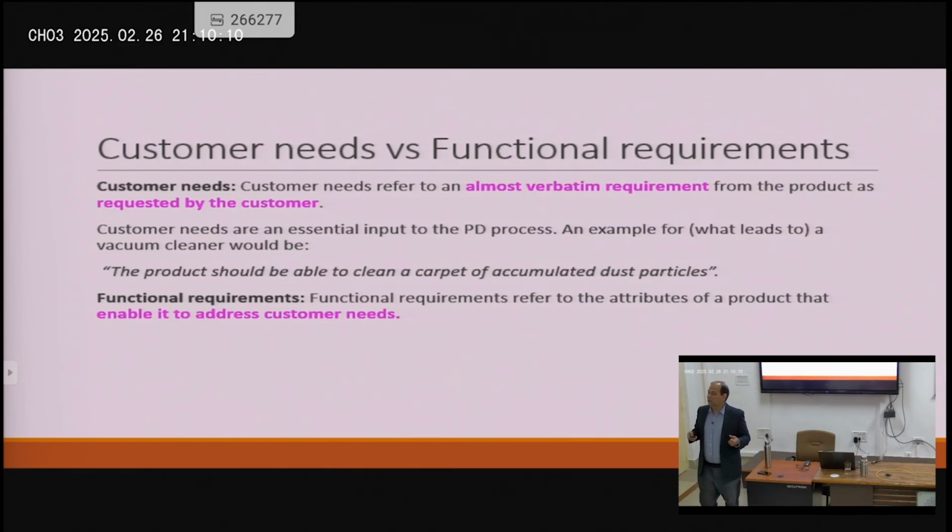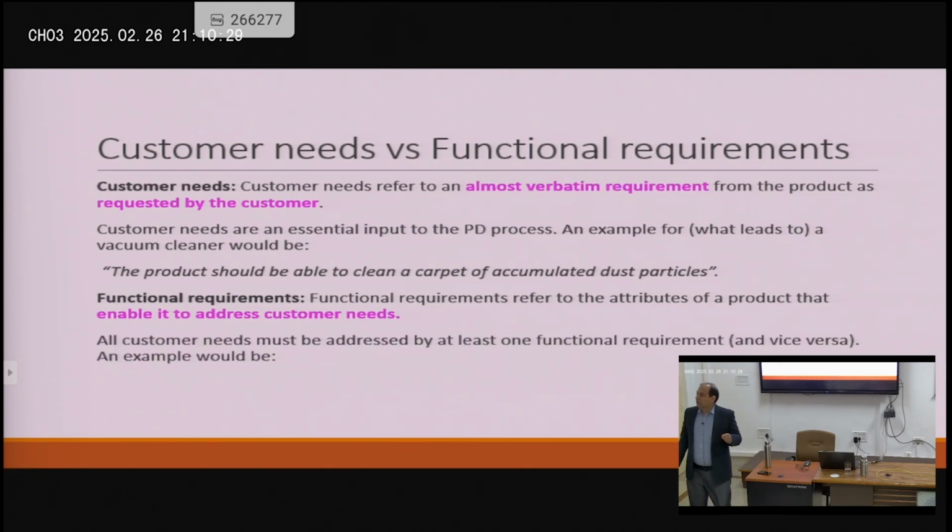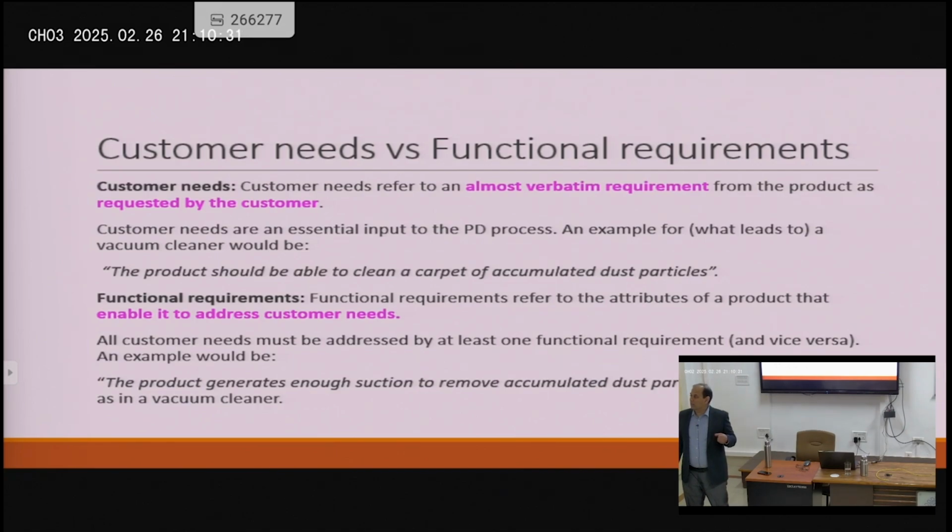So in the case of a vacuum cleaner, you would say the product should be able to clean a carpet of accumulated dust particles. I say, here's a carpet. I want something that cleans dust particles out of it. Functional requirement would be, one way we can do this is the product generates enough suction to remove accumulated dust particles from the carpet, as in a vacuum cleaner, right?